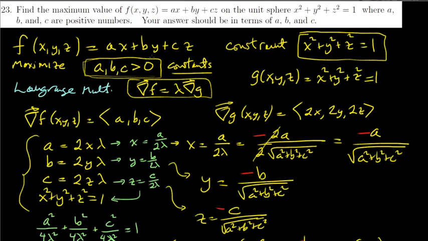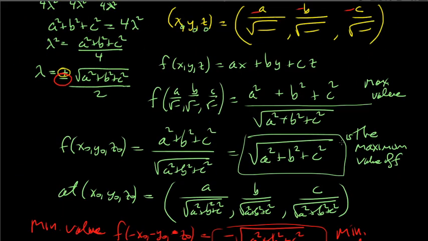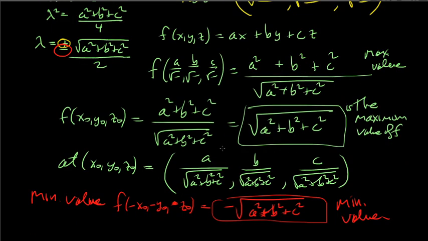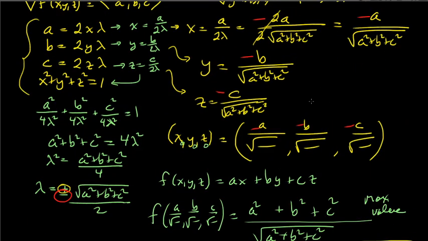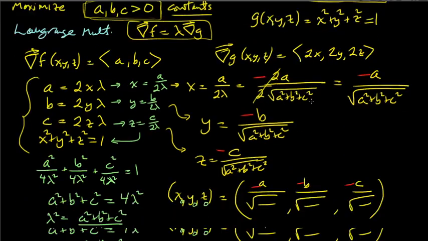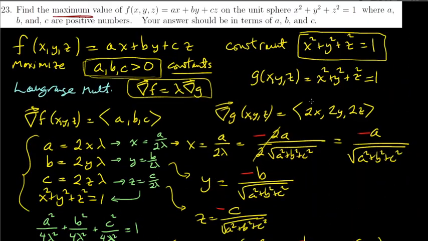But anyways, that wasn't the question. The question was to find the maximum value of f, and we did that down here. So this is the maximum value. They didn't ask where it occurs, but I wrote that down in case you're curious. Okay, so that's it for 23.